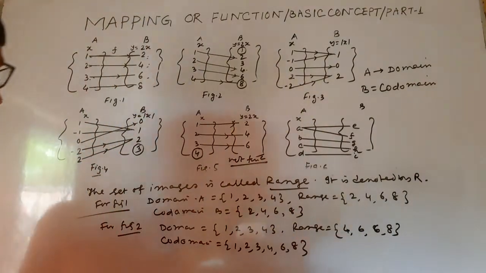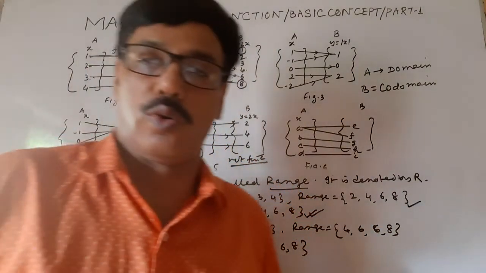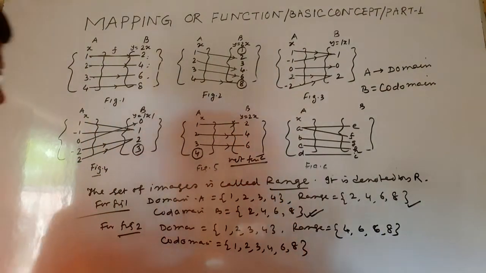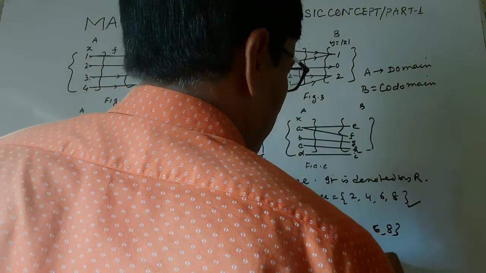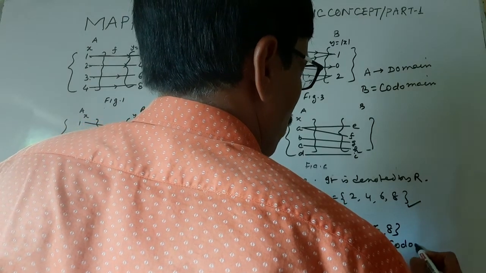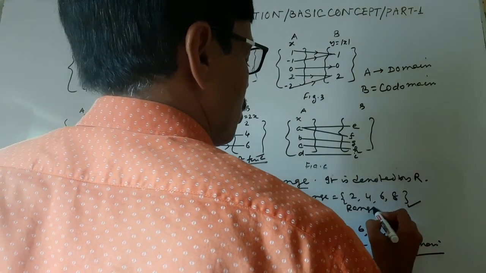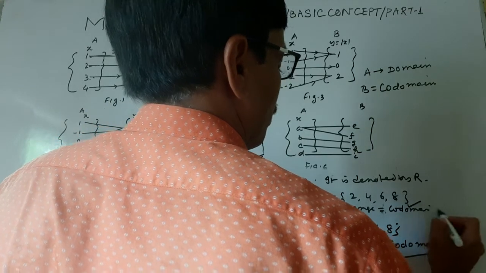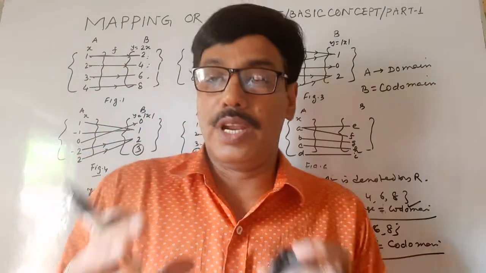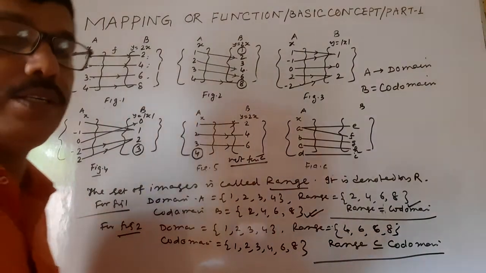So listen, for figure 1, look, range equals codomain. Now for figure 2, range not equals codomain. So range is a subset of codomain. And here range equals codomain. So three important terms, that is domain, codomain and range.